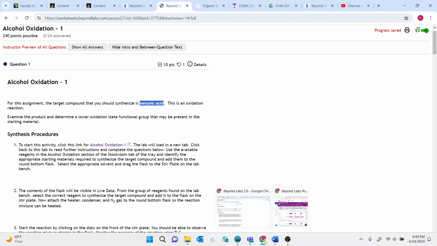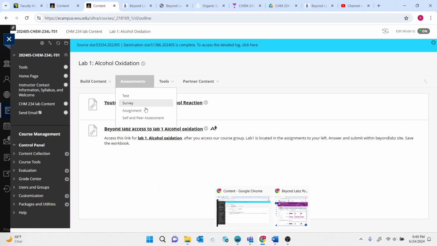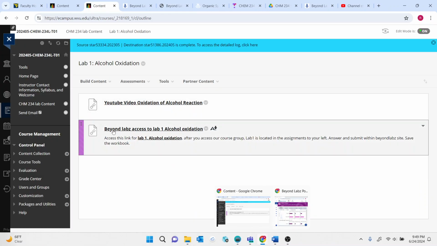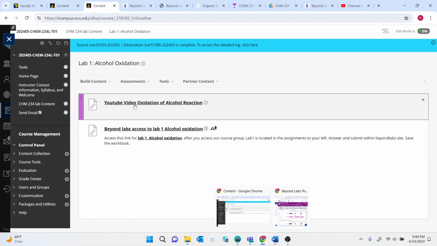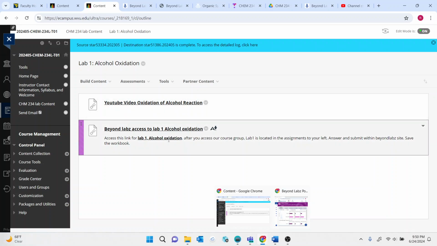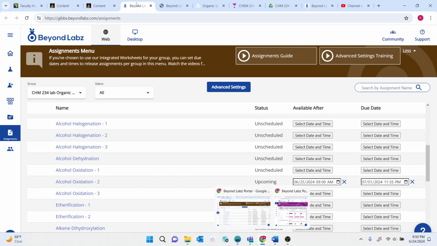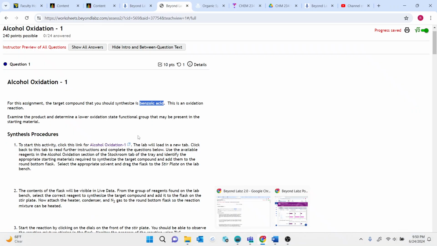One thing that I want to mention: if you go to eCampus, for every single lab that I post, I always post a video on the reaction and on the mechanism of the reaction. So please make sure to refresh your memory and watch that before you go ahead and attempt the lab. Okay, so here you go. This is going to be the lab.